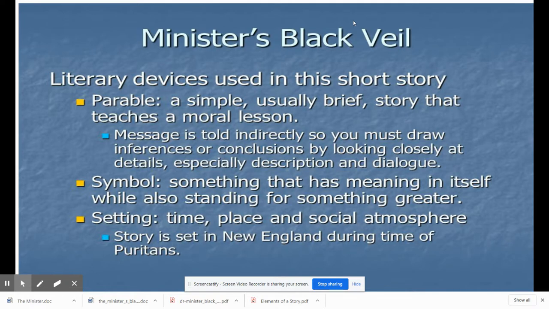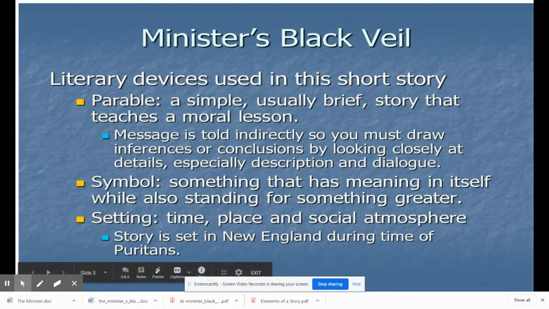So it's critical that you read every word carefully to understand: is there a mood? Is there a symbol? What is the author trying to tell you? And here we go, symbol. Something that has a meaning in itself while also standing for something greater. Okay, so there is a symbol in the story.